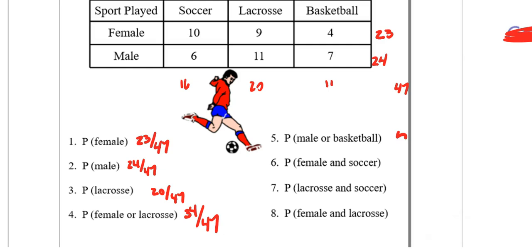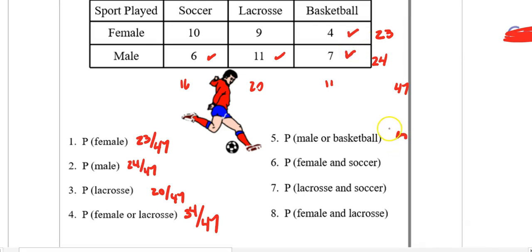So now for male or basketball players, we can go through and select all the male players. So there's 6, 11, and 7, or they can play basketball. So that would be these 7 and these 4. And then we can add all those together and you get 11 plus 11 is 22 plus.